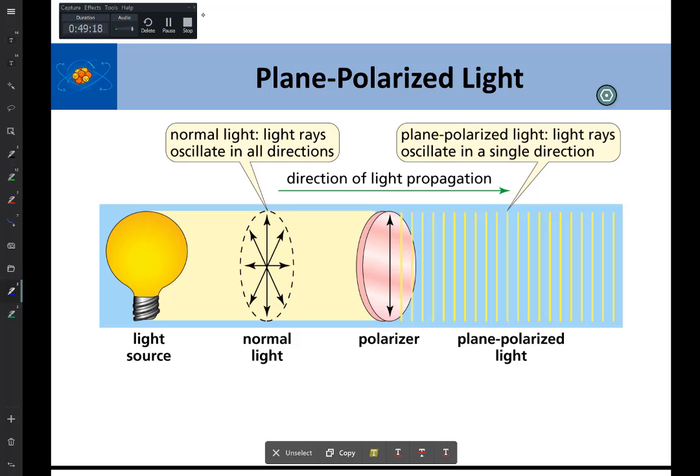Plain polarized light. So you know what a polarizer is? Kind of? Who's had physics? Right. All right, awesome. So, that's usually how it is.